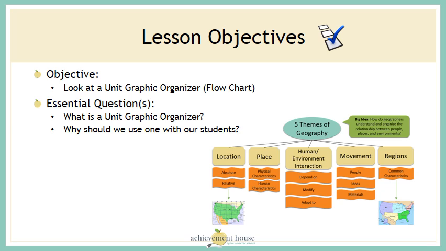The objective of this video lesson today is to look at the unit graphic organizer or flowchart and see if it's something that you'd like to use with your students. Our essential question is, what is a unit graphic organizer and why should we use one with our students?